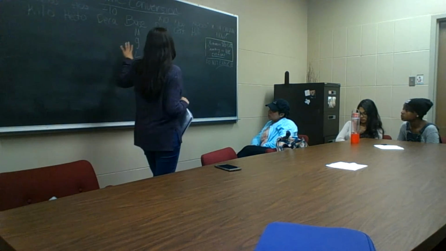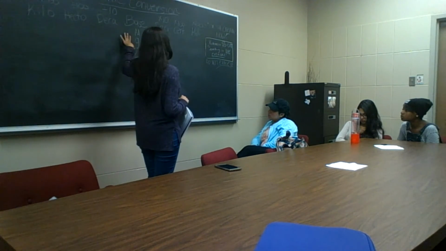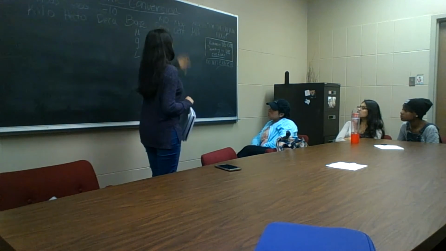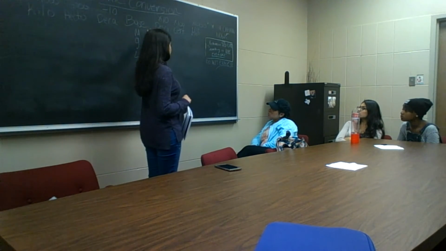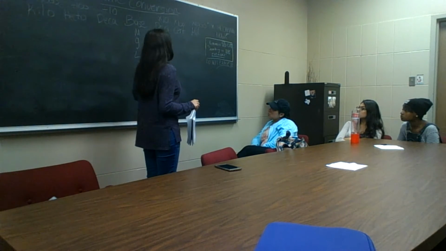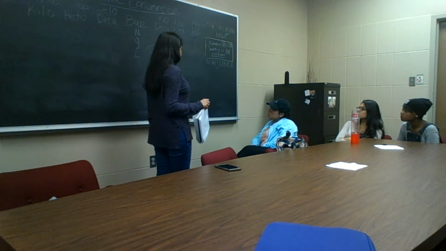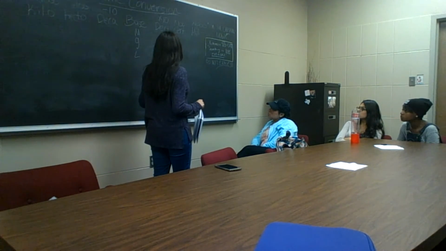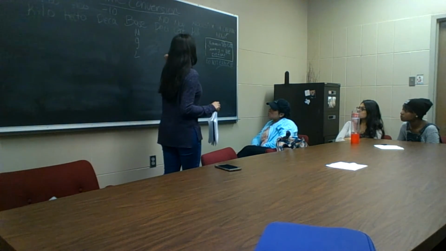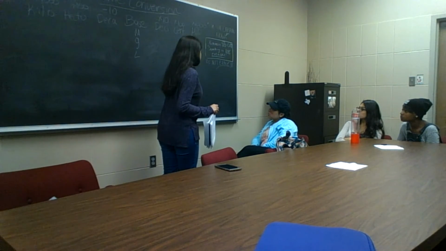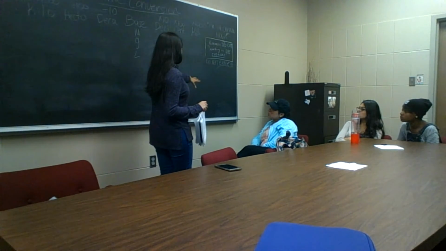So if you multiply your base, say for example we'll take meters. If you want to convert it to smaller units, and if you multiply it by 10, you get decimeters. If you multiply your base unit of meters by 100, you get centimeters. And if you multiply your base unit by 1,000, you get millimeters. So those are the smaller units.